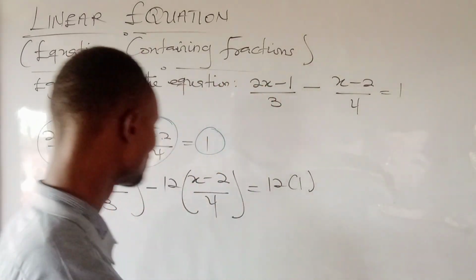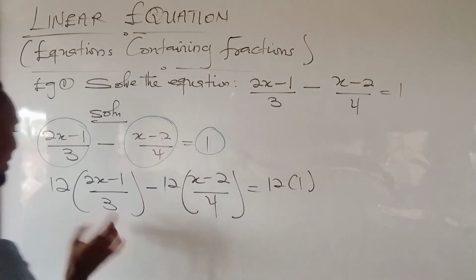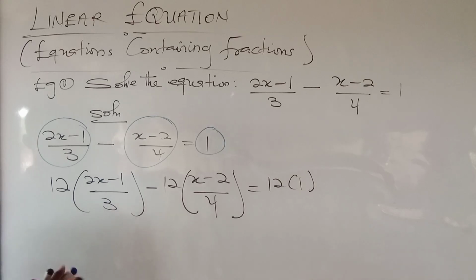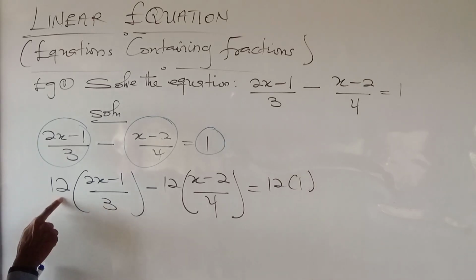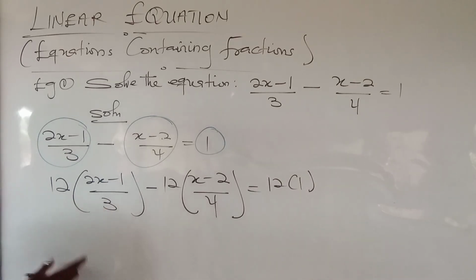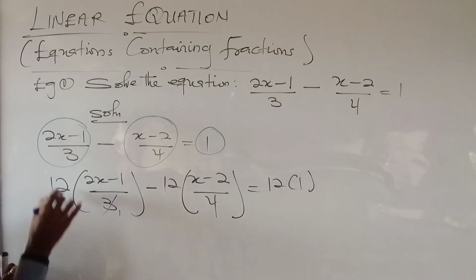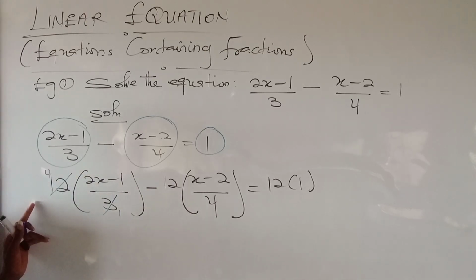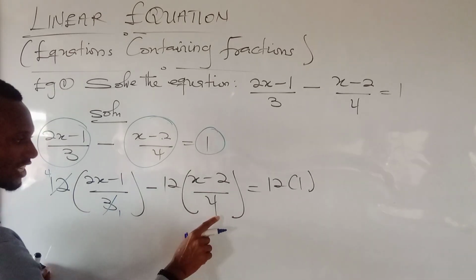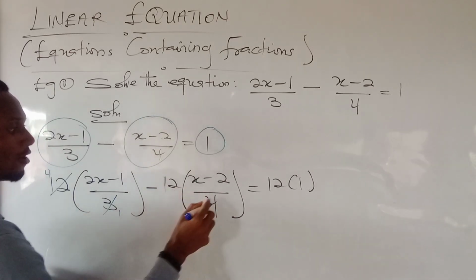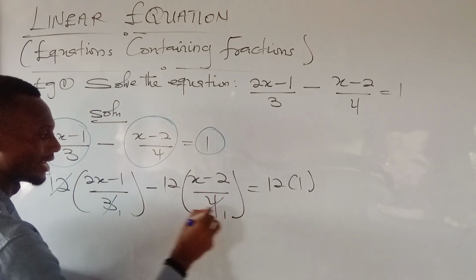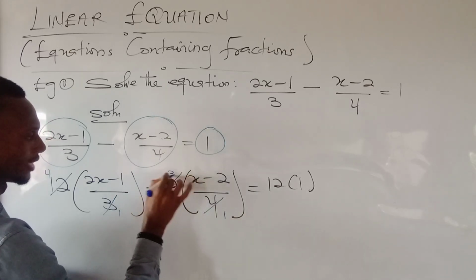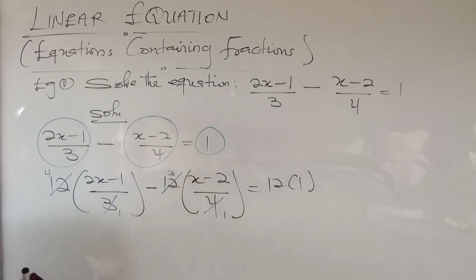From here we will simplify it further. You can see that this 3 and the 12 can be simplified using 3. So 3 cancels itself once, and 3 goes into 12 4 times. I hope you agree with me. Then when we come to this 4, this 4 and the 12 here can simplify. 4 cancels itself once and goes into this 12 3 times. I hope you are on the same page.